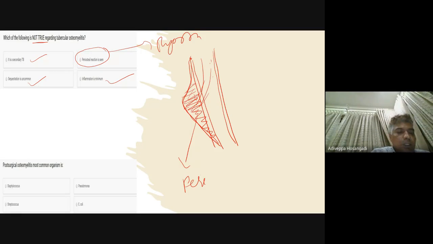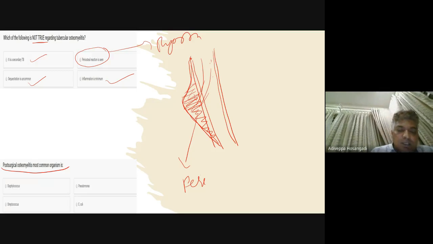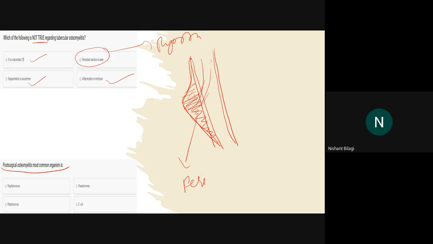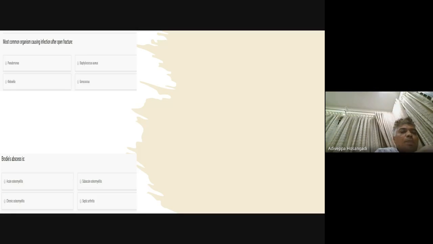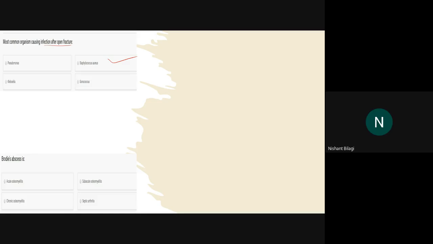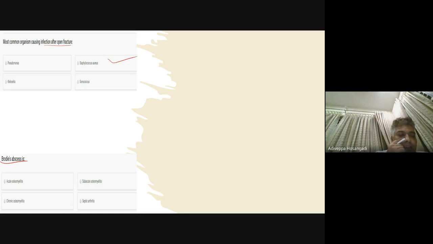Post-surgical osteomyelitis, the most common organism is, having discussed in the past, Staphylococcus. Most common organism causing infection in open fracture is the same, Staph. Brody's abscess, having discussed, is subacute osteomyelitis. Very good.